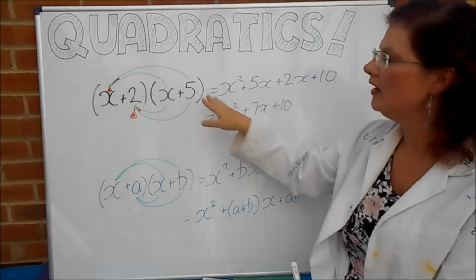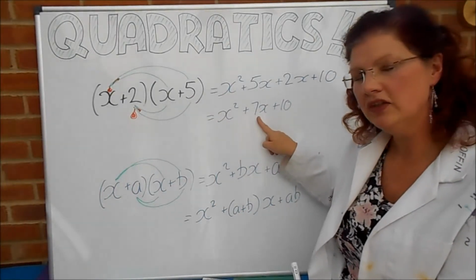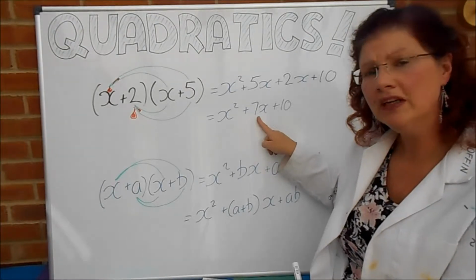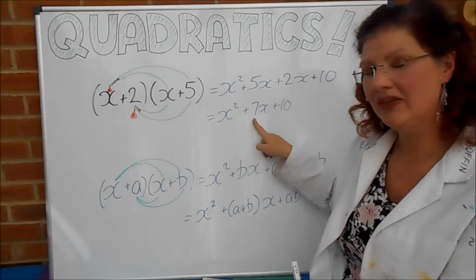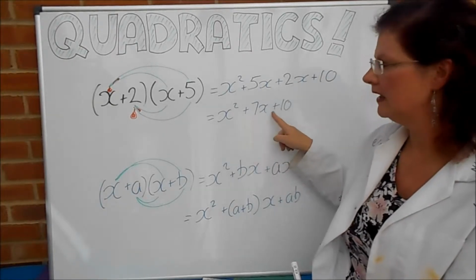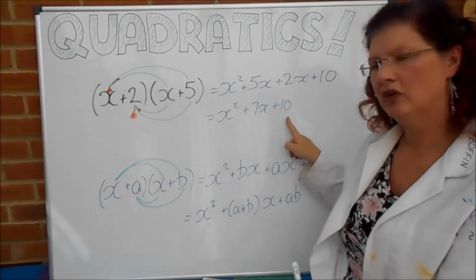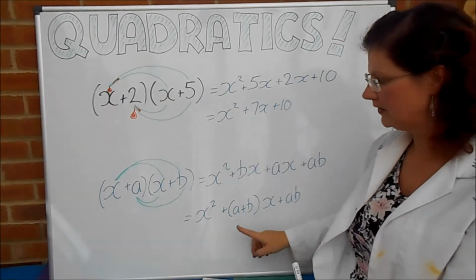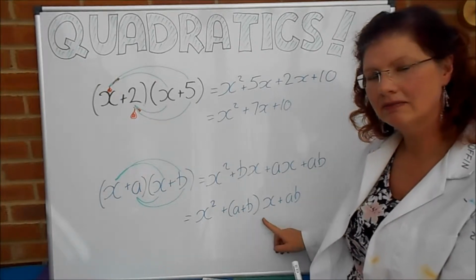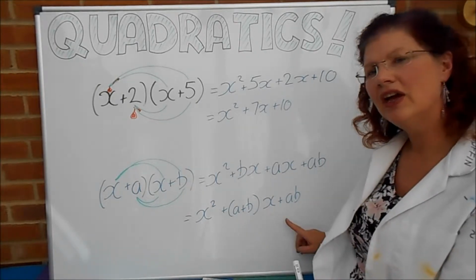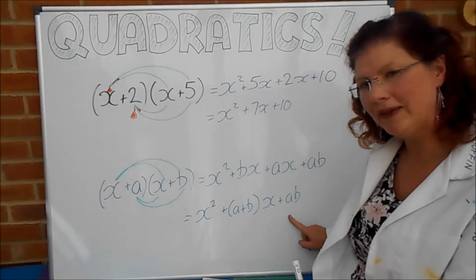So when we have brackets like this, the first term is x squared, the second term, how many x's do we have? It's our two numbers added together. That's how we got the 7. And the constant term at the end was our two numbers multiplied. So x squared, our two numbers added, that's how many x's we've got, and our two numbers multiplied to make just the number term at the end.